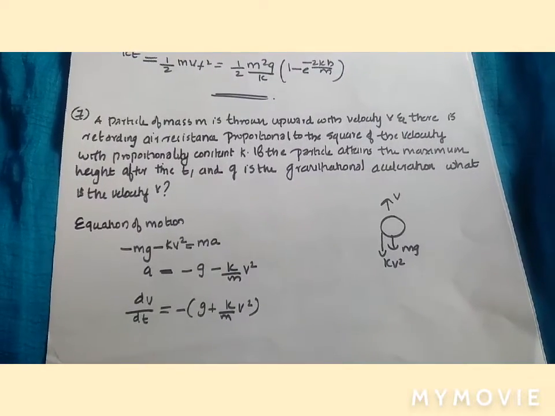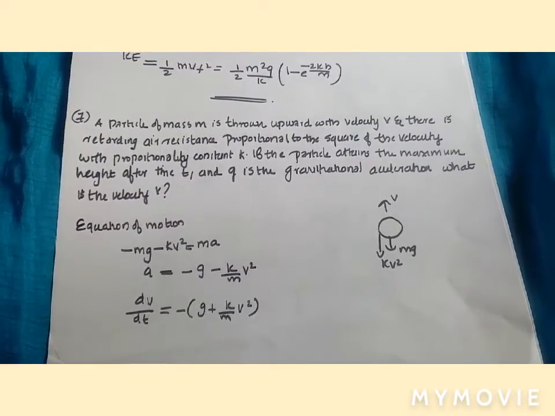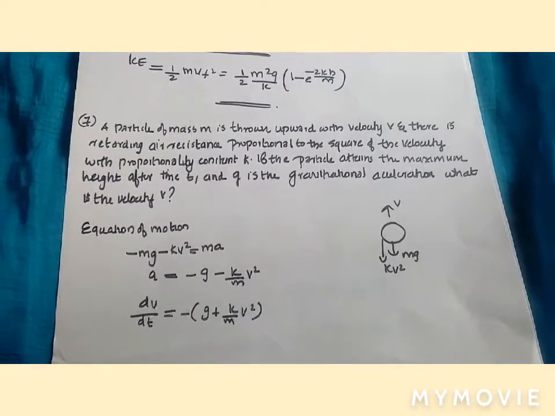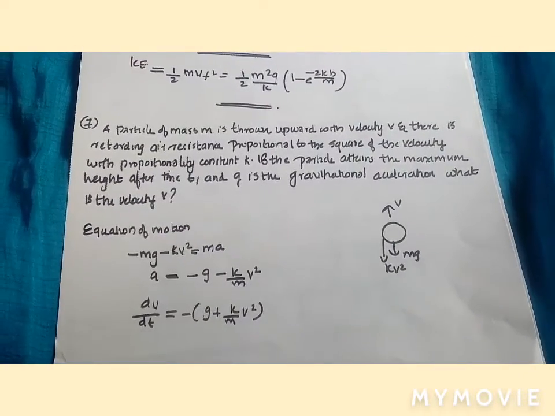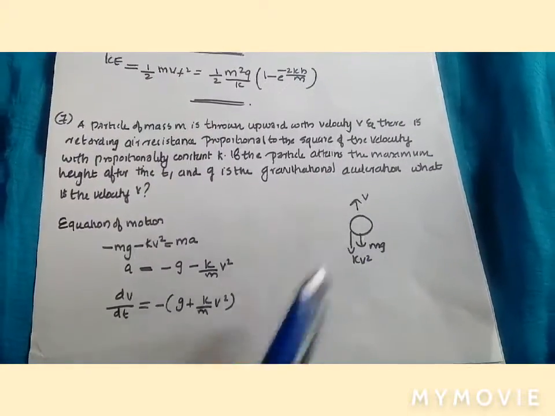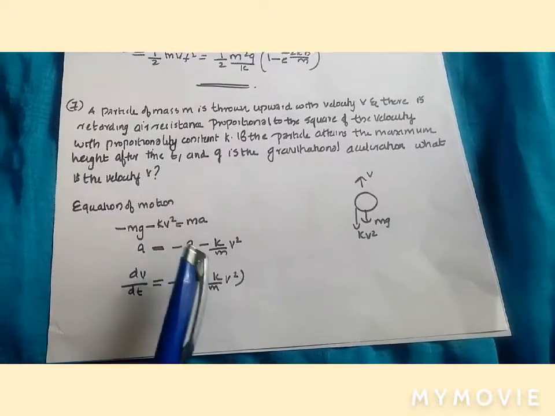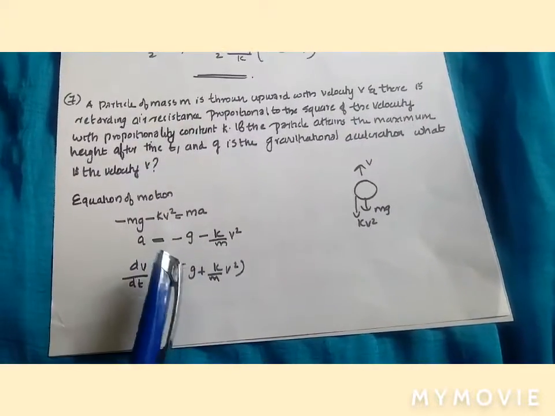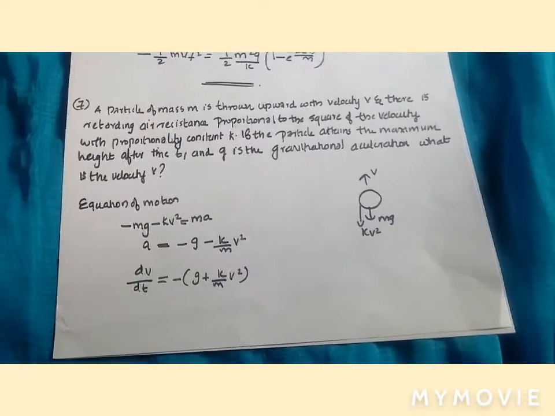We know that here the particle of mass m is thrown upward. That means the resistive force is directed below, because the resistive force is opposite to that of motion, and also weight is always downward. So kv square and mg like this, and the motion is like this. So the equation of motion changes as minus mg minus kv square is equal to ma. From that we get a is equal to minus g minus k by m v square. dv by dt is equal to this.